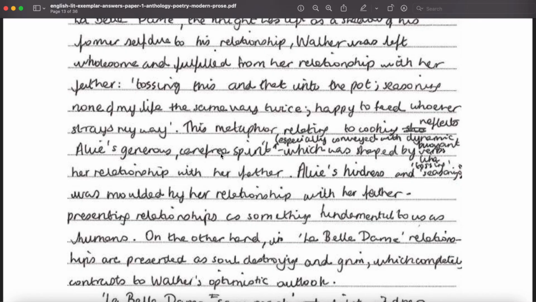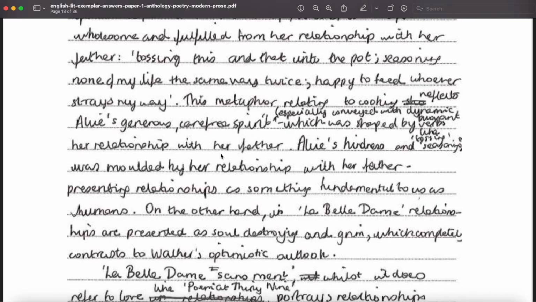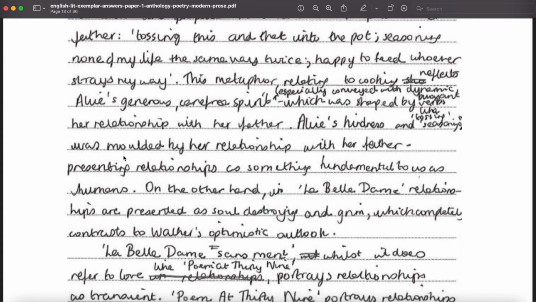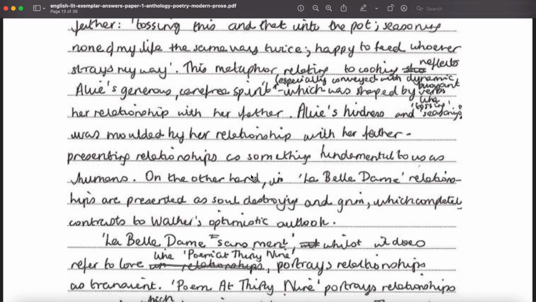So another positive, which is very different from La Belle Dame sans Merci. Alice's kindness was molded by her relationship with her father, presenting relationships as something fundamental to us as humans. On the other hand, see, comparison, very good use of this connecting word. On the other hand, in La Belle Dame sans Merci, relationships are presented as soul-destroying and grim, which completely contrasts to Walker's optimistic outlook.